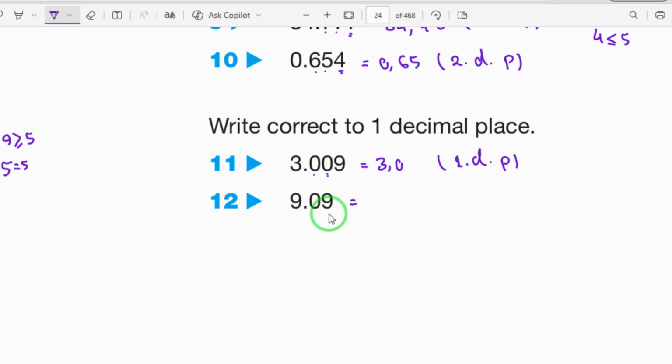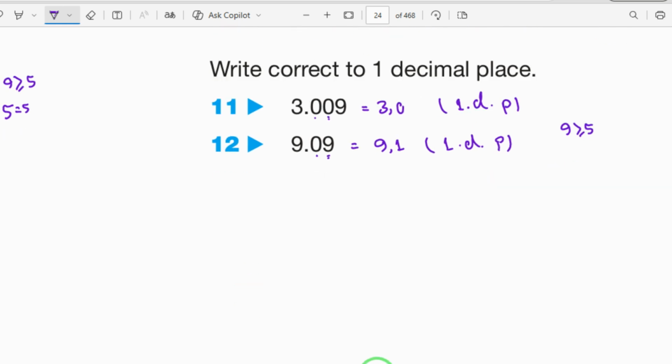Question number 12 as well, here we count from left to right the decimal places. The first decimal place is 0, the second one we have 9. 9 is larger than 5, so we round up, the 0 becomes 1. It's equal to 9.1. It's corrected to 1 decimal place.